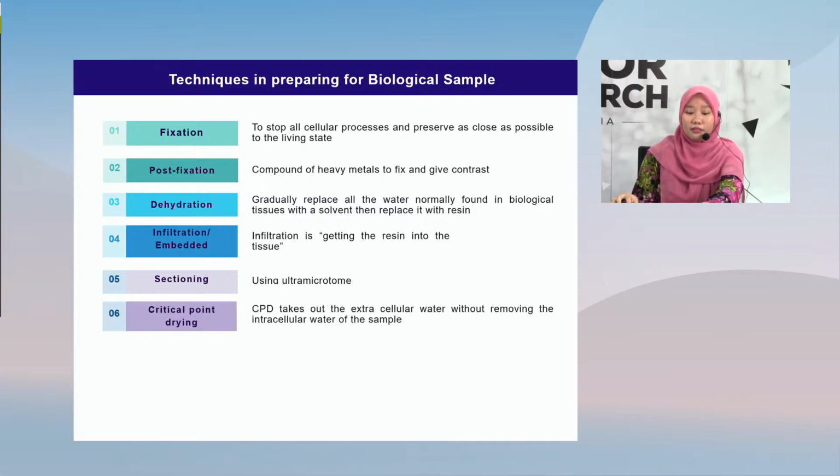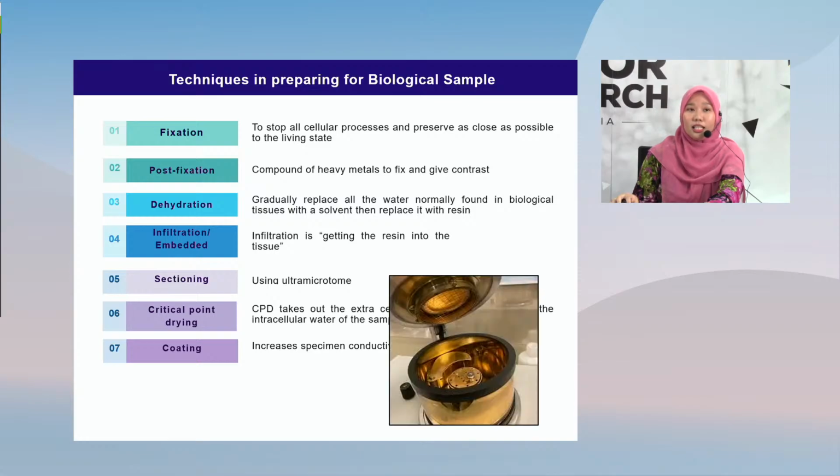Okay. Next, for SEM, to preserve the surface of the specimen, we have to dry the sample, and the process is critical point drying. Usually the CPD takes out the extracellular water without removing the intracellular water of the samples. Carbon dioxide, CO2, is used as a transitional fluid during the CPD. Okay, that's the CPD. Next is the coating. We have to coat the specimen for SEM to increase the specimen conductivity. It also enhances beam and specimen interaction, and avoids charging effects.